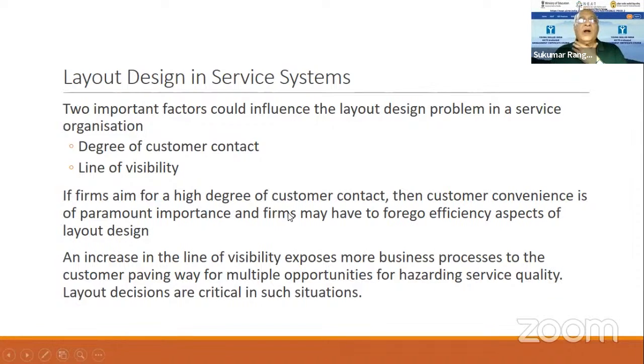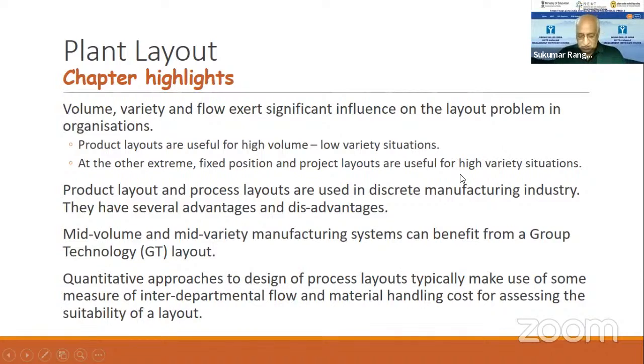If firms aim for high degree of customer contact, then customer convenience is of paramount importance. And firms may have to forego efficiency aspects because customers take more time to decide, right? So this is where the problem is. An increase in the line of visibility exposes more business processes to the customer, paving way for multiple opportunities for hazarding service quality. Layout decisions are critical in such situations. So these two factors are very important in service systems.